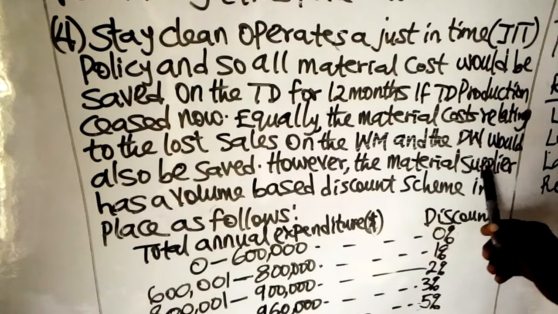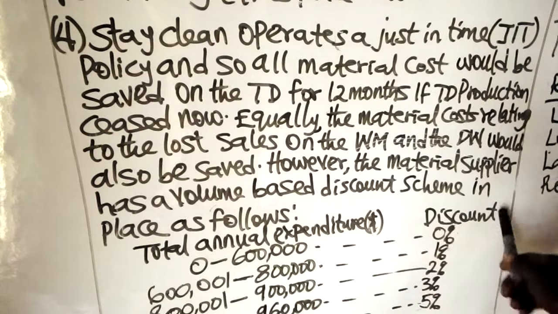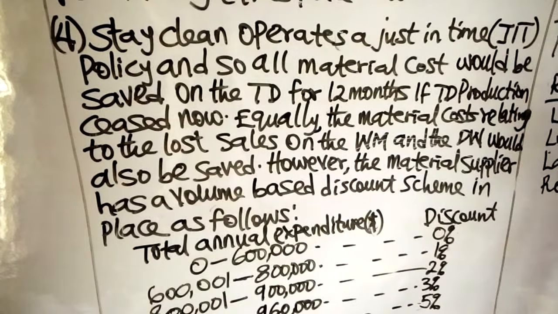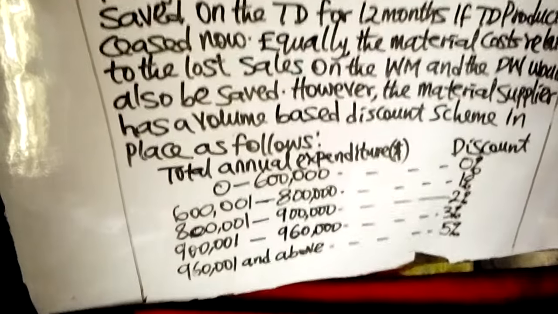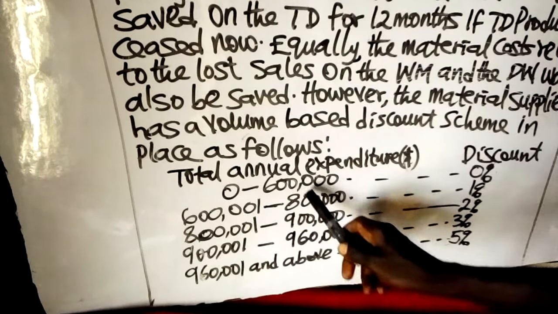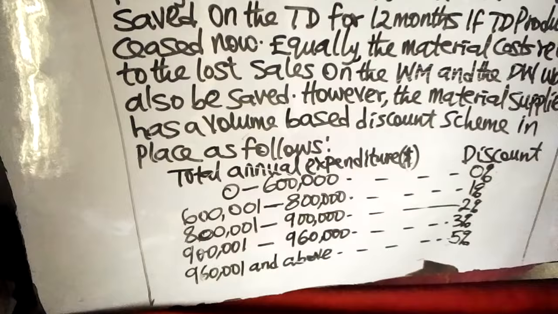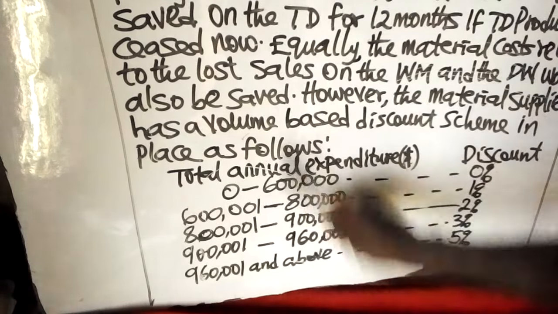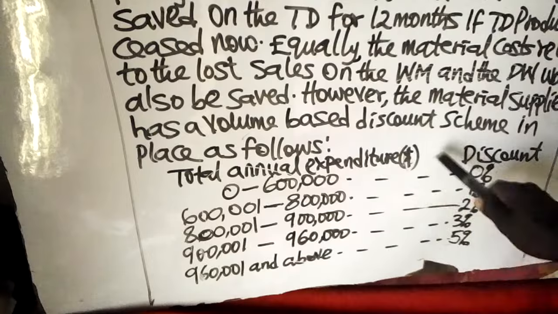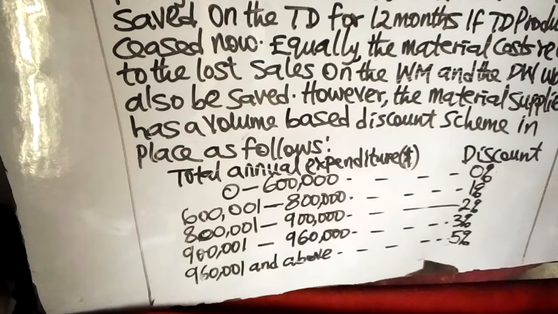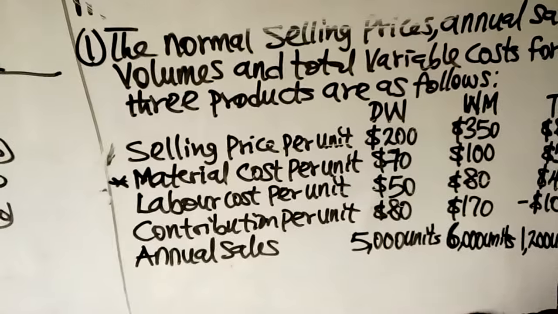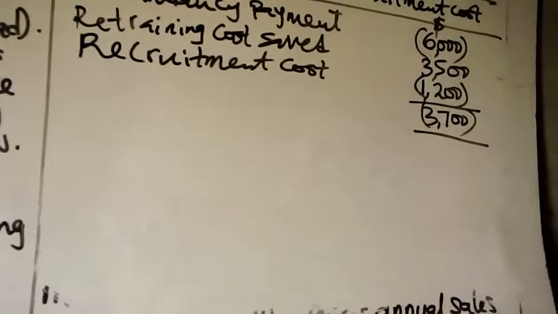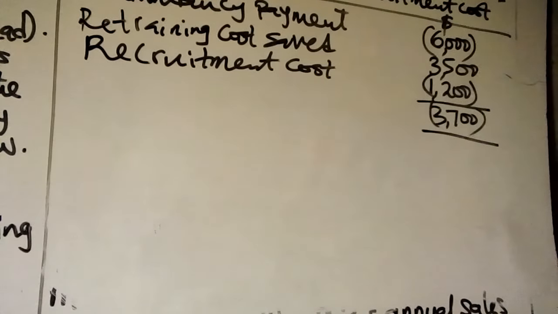However, the materials supplier has a volume-based discount scheme in place as follows. Remember when we were calculating our contribution the other time, I purposely excluded the materials from the calculation of contribution because of the discounts given. So I now want to consider the materials.